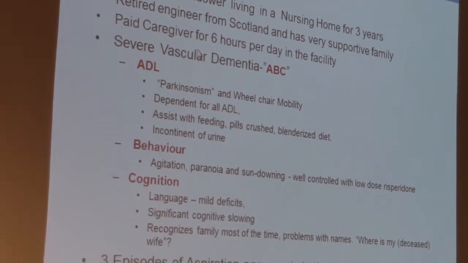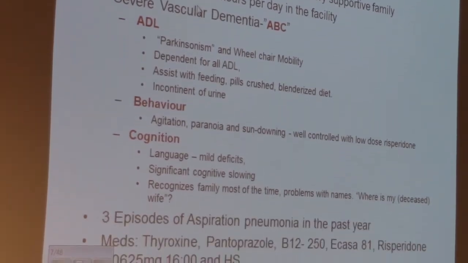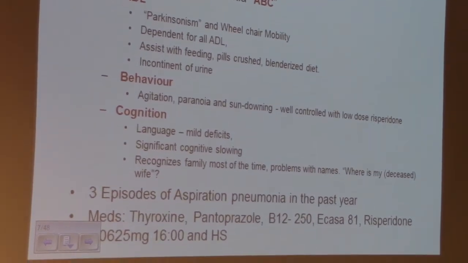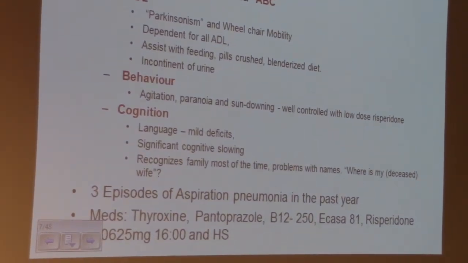Behaviorally, he had agitation, paranoia, and sundowning, which was very well controlled with a tiny dose of risperidone. This guy was on 0.0625 milligrams of risperidone. It's a tiny dose. And as Dr. Henri Bargava had mentioned, you have to be extremely careful with risperidone and dopamine blockers in people with Parkinson's, because it can make them worse. It can precipitate neuroleptic malignant syndromes, things like that. But for this fellow, just that little sniff of risperidone was enough to control the sundowning. He wasn't agitated.